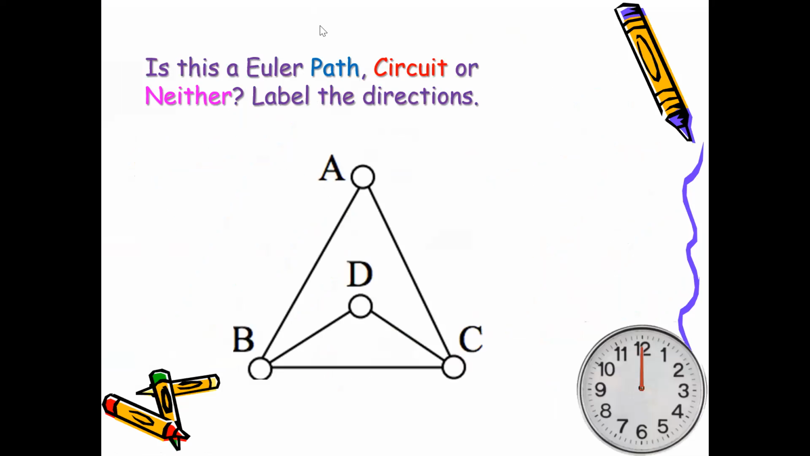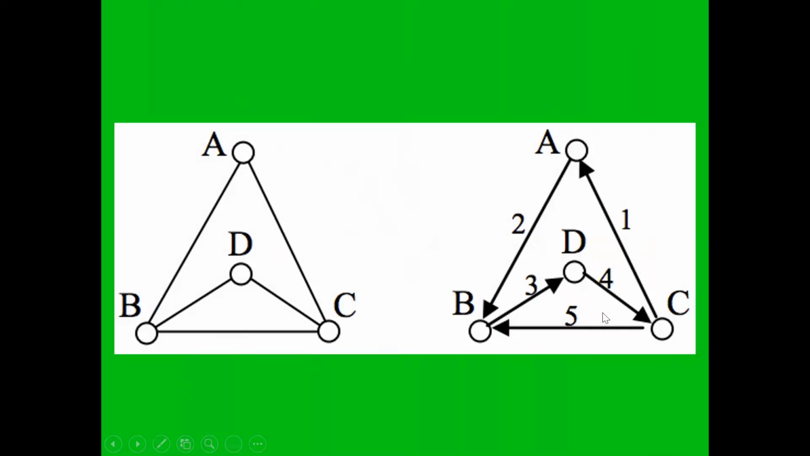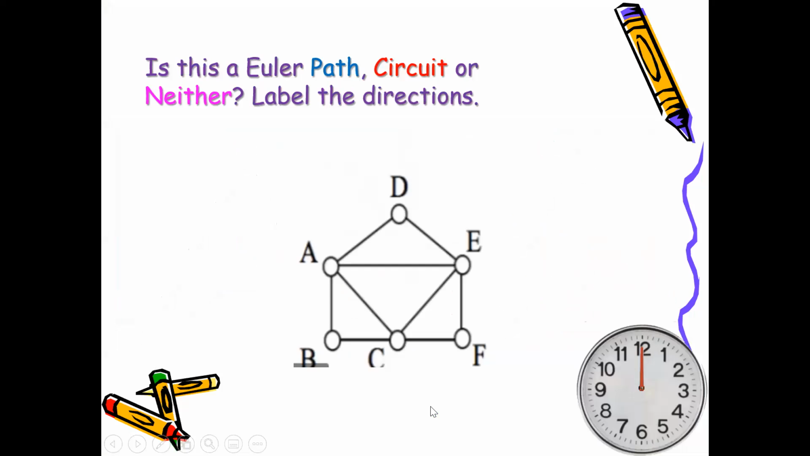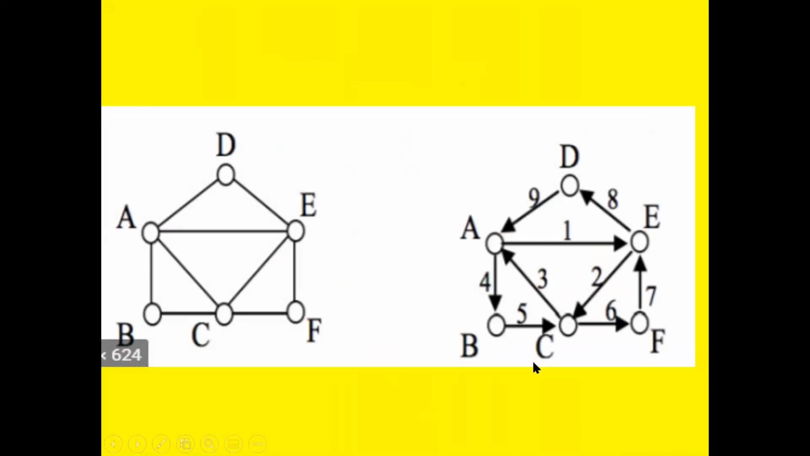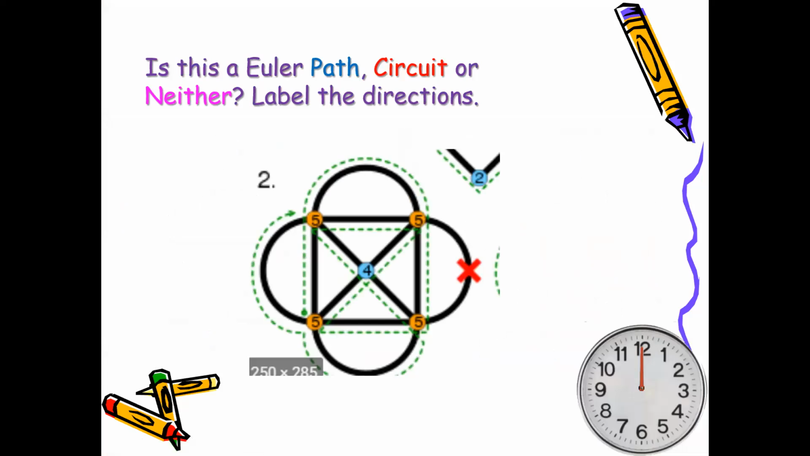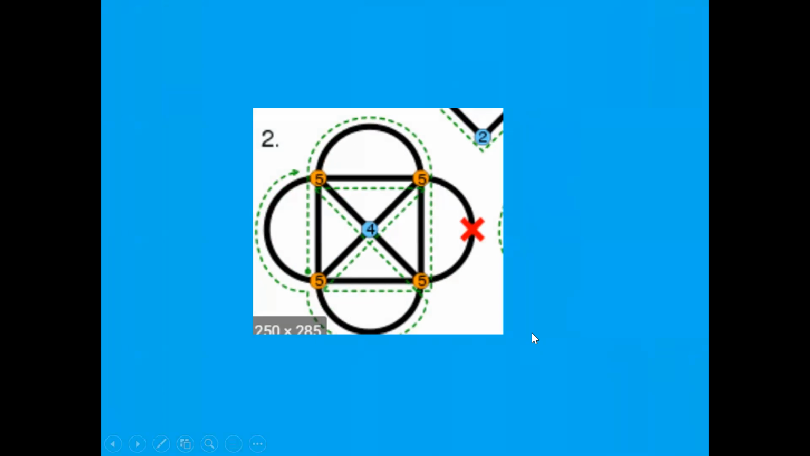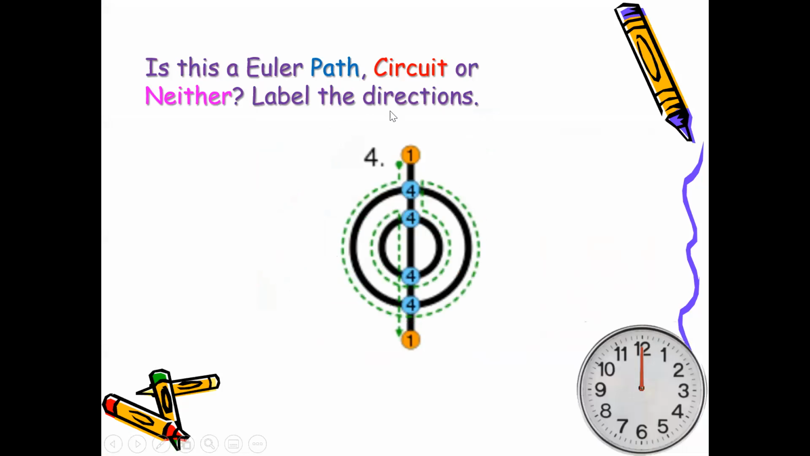All right, pause the video. Here's the direction of what you should have here. Pause the video. Here's your next answer. The direction of what you should have. Pause the video. This one's just going to be neither. It's not going to work out regardless. Take a look at this one. Is it a circuit, path, or neither?